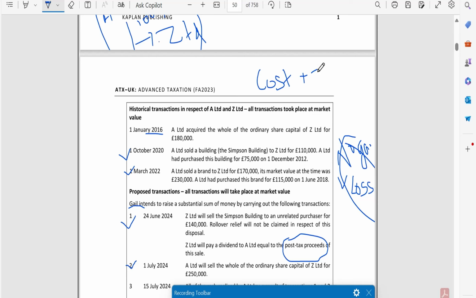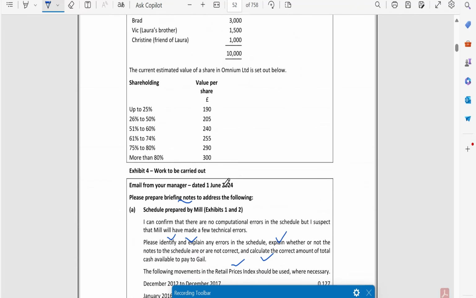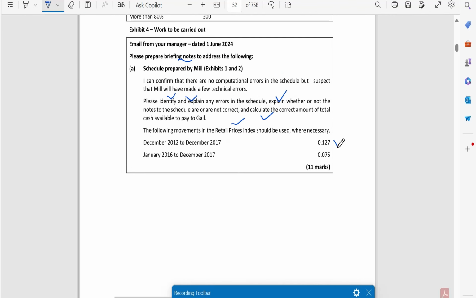So now the cost will be the cost incurred by A Limited while purchasing this building, and here it was given: 75,000, when A Limited purchased this building on 1st December 2012. Indexation allowance will run from 2012 to 2017, because after December 2017 it has been frozen, and the question has already given us the indexation allowance. So first we will calculate the indexation allowance, 75,000 into 0.127, and then add this to 75,000. I have done this for you, just wait.